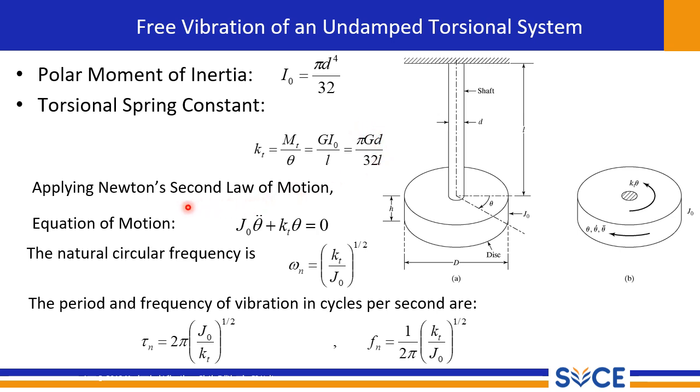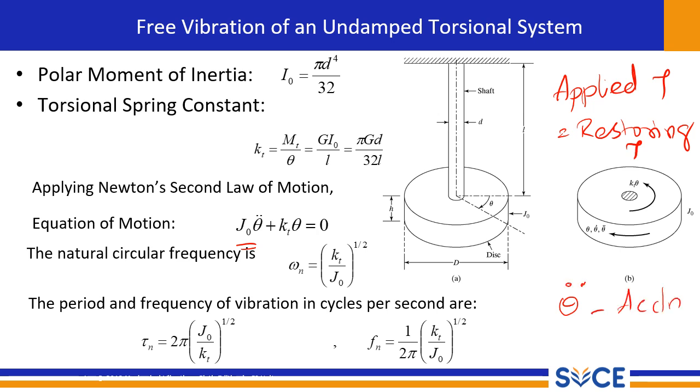Let me apply Newton's second law of motion to this disc. Newton's second law tells us that the applied torque is equal and opposite to the restoring torque. The applied torque is J_0 theta double dot, where theta double dot is the acceleration, and the restoring torque is K_t theta. Writing all the terms on one side, the equation becomes J_0 theta double dot plus K_t theta equals 0.